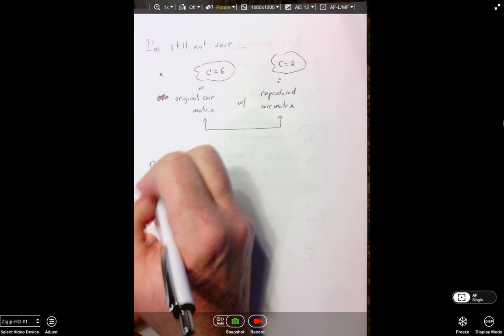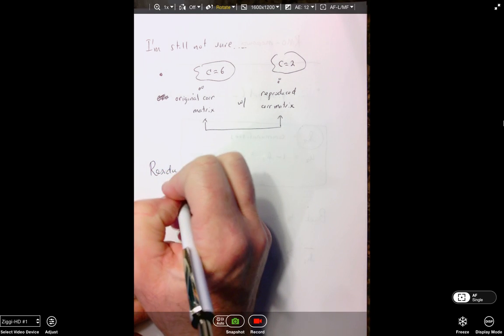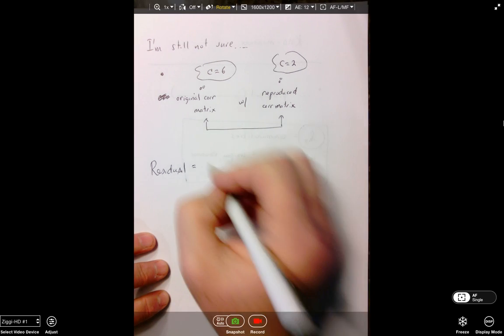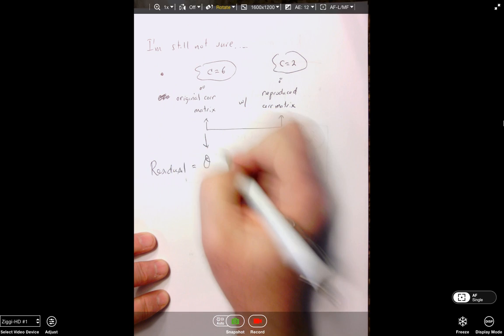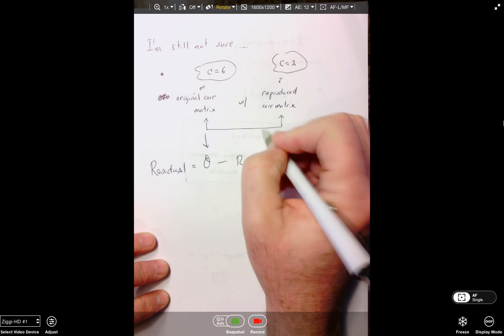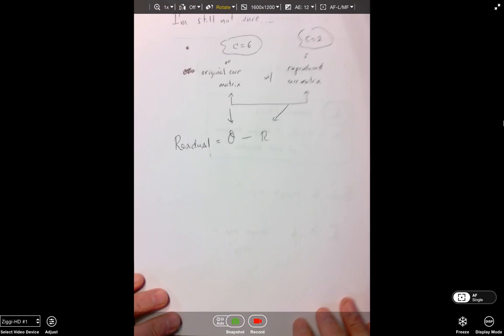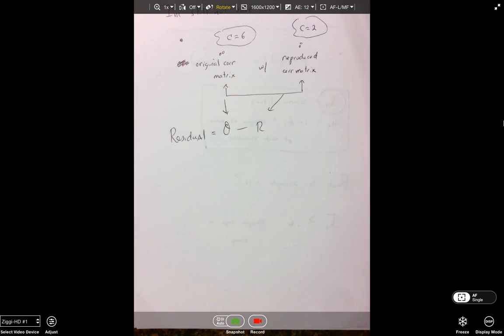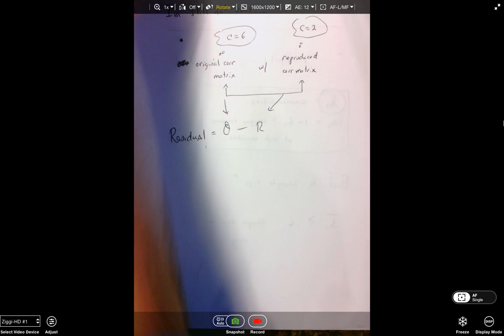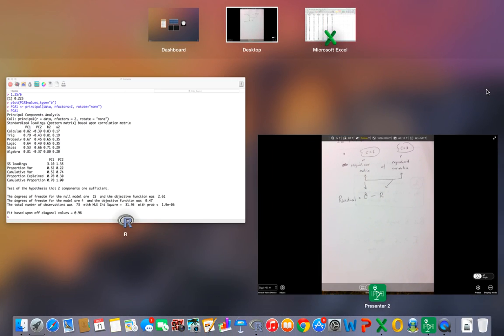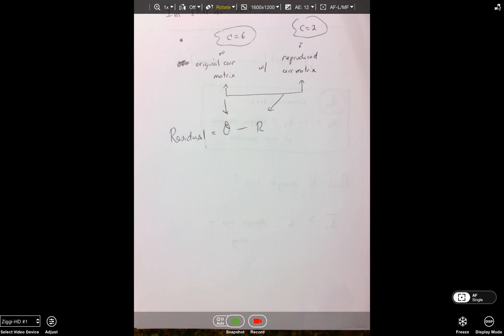And at the end of the day, you can just create a residual of these and take your original minus your reproduced, and you can actually get the difference in the correlation between what you started with and what you ended up with in your last model. So let's go do that.